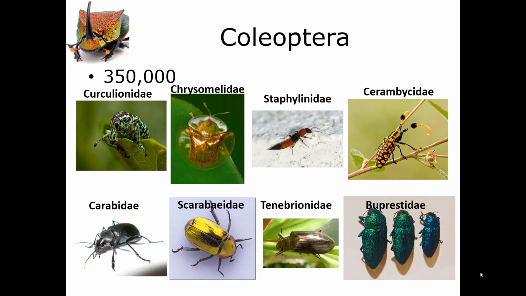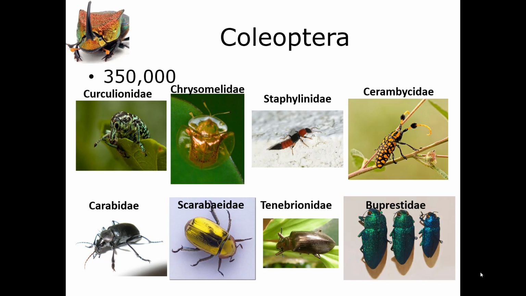Now this is the largest order of insecta out there. So this is represented by over 350,000 identified species, which is just nuts. So many of these species. It represents 40% of all known insect species and a good portion of all known animal species out there. I know I talked about this at the beginning of class when we were first talking about arthropoda, when we were talking about the beetles themselves. So a good portion of organisms on Earth are actually beetles.